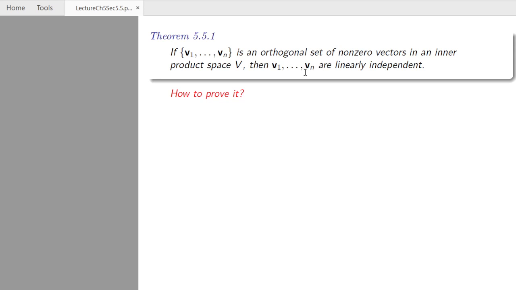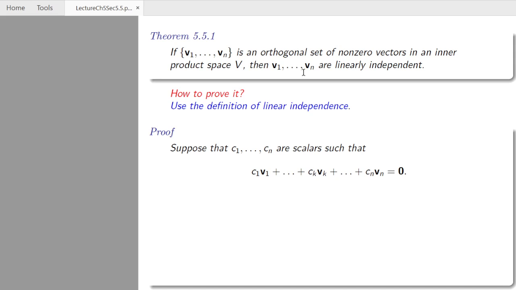How to prove this theorem? The idea is simple. We just use the definition for linear independence. So to do this, we start from this equation: c1 times v1 plus c2 times v2 plus ... plus ck times vk plus ... plus cn vn equals 0.